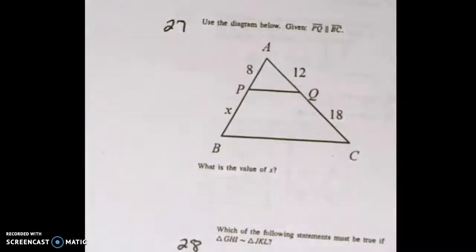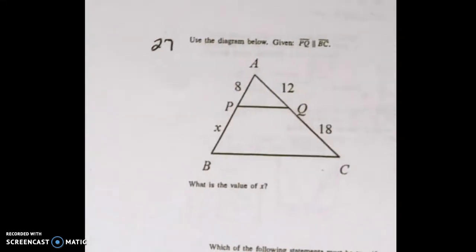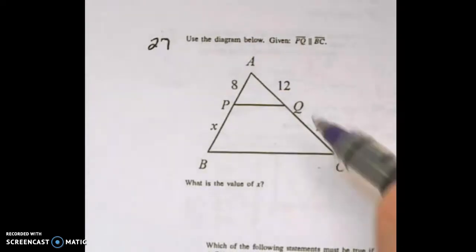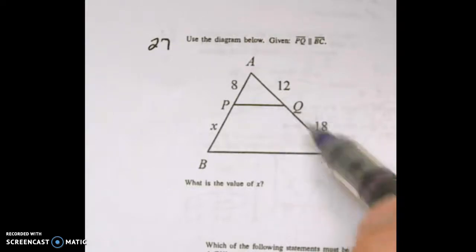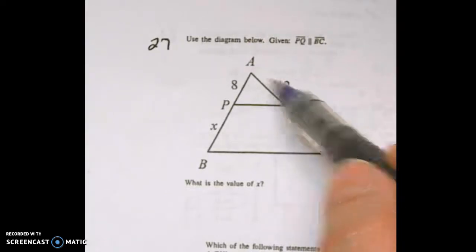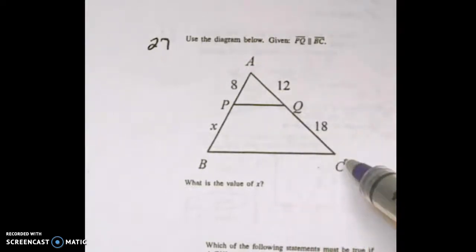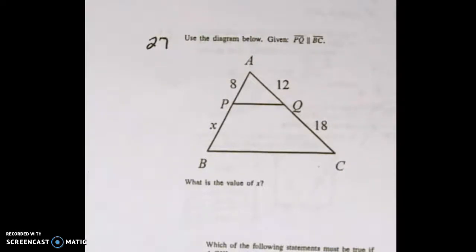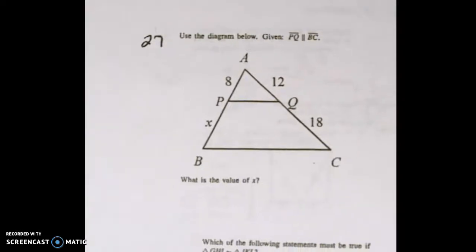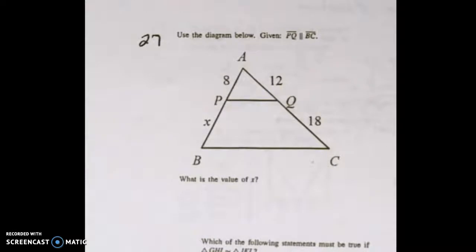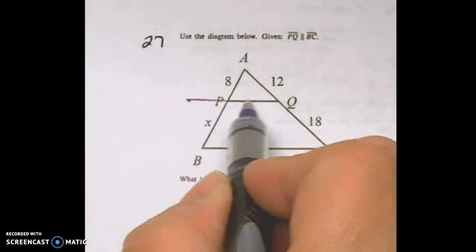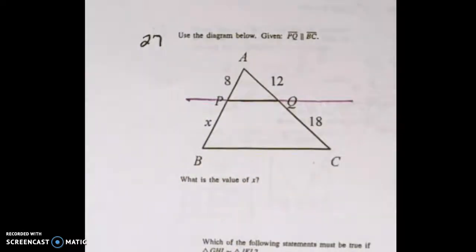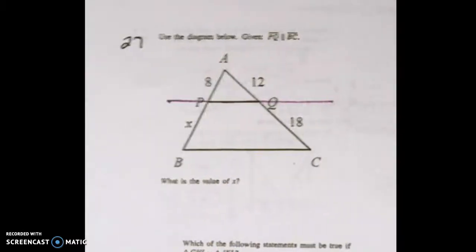If you look at question number 27, in the diagram below, they're giving the information that segment PQ is parallel to segment BC, but note it is not a mid-segment. The length from A to Q and from Q to C are two different lengths. We want to know the value of X, so for this problem it would be a bubble-in type of question if we had it on the actual exam. And you're going to use this line from P to Q as a fraction bar to set up your proportion.